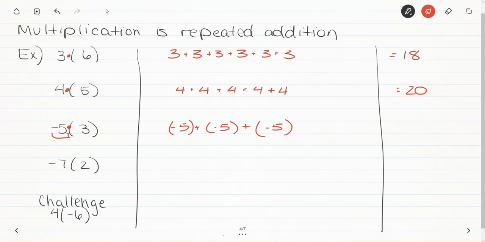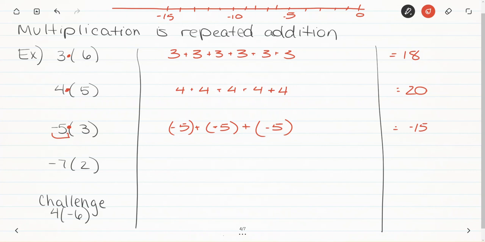And if you need to think about a number line, this is 0, and I could go negative 1, 2, 3, 4, 5, so that would be negative 5. And then I have to go negative 5 more. So negative 6, negative 7, negative 8, negative 9, negative 10. And then I have to go negative 5 more. Negative 11, negative 12, negative 13, 14, and negative 15. So that's how I get an answer of negative 15.